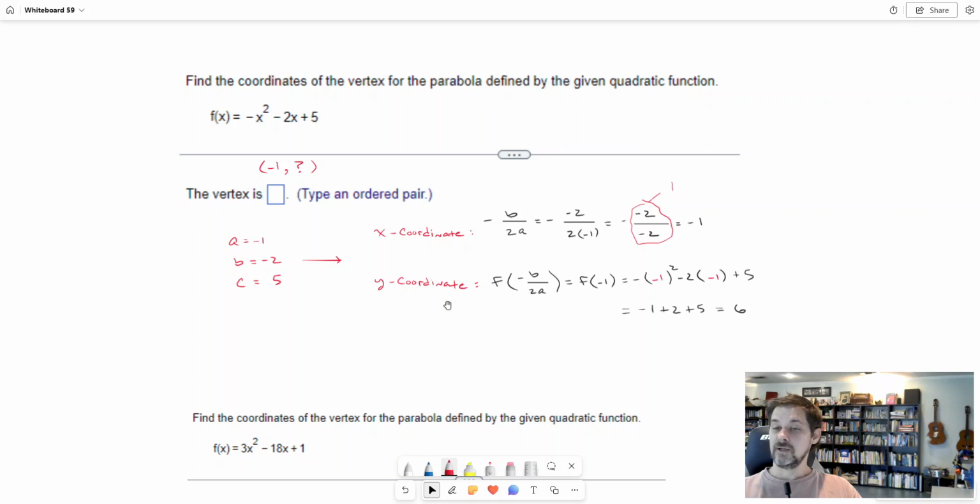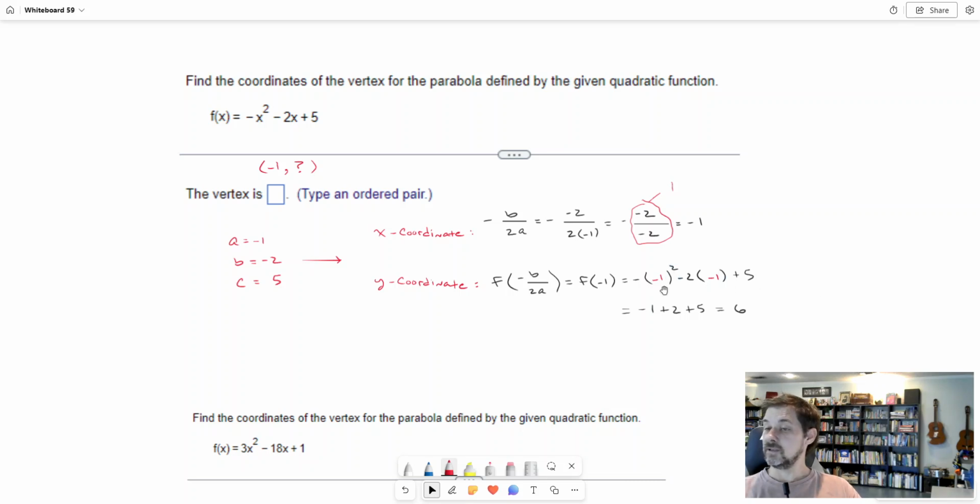So to find the y-coordinate, just take what you know x to be, which is -1, put it into that function, see what you get. Here I wrote the function with the black pen, -x squared minus 2x plus 5, and then I put what I'm plugging in, the -1, in red. Okay, then I do the math.